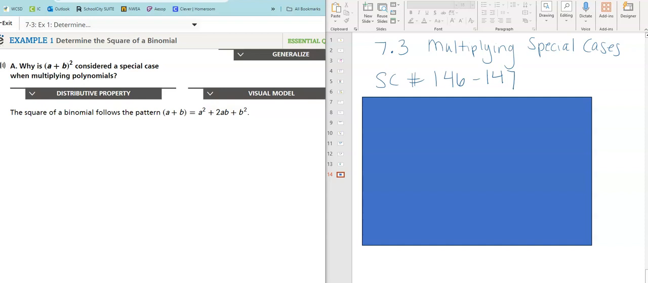All right, ladies and gentlemen, here we are with 7.3, where we're learning how to multiply special cases. So you're in your student companion on page 146 and 147. Now, what does this mean by special cases?